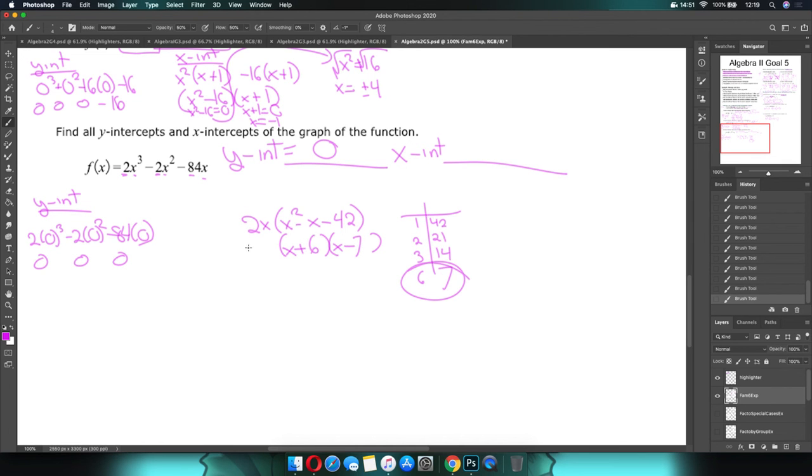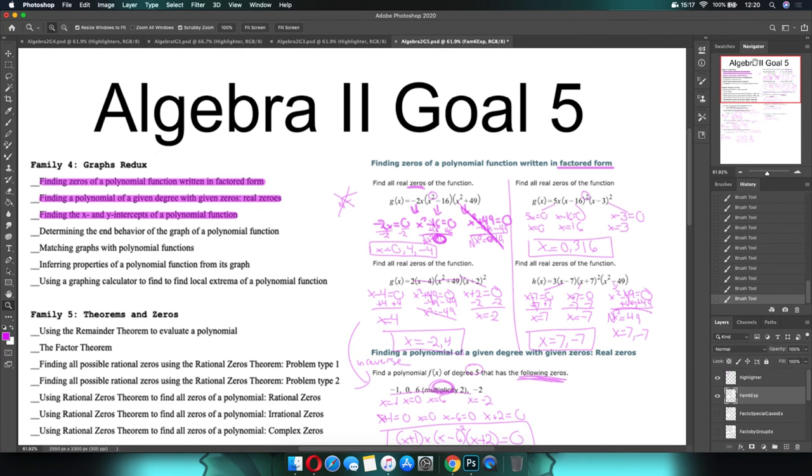And now, hey, look, I have a bunch of things I can set to 0. So 2x equals 0, solve, x equals 0. Then x plus 6 equals 0, solve, x equals negative 6. Then x minus 7 equals 0, solve, x equals 7. All right, and that is our complete list. All right, so that is the first half of family 4.